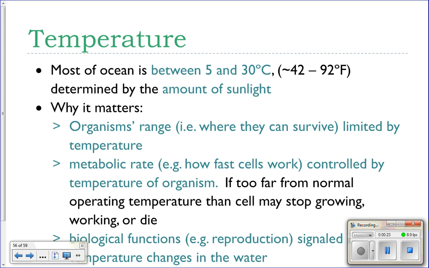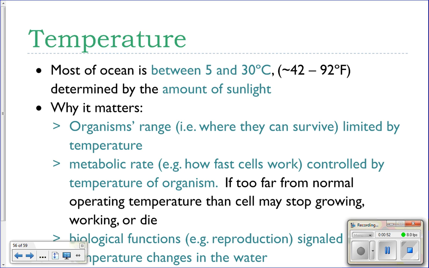So most of the ocean is actually somewhere between 5 and 30 degrees Celsius, which is about 42 to 92 degrees Fahrenheit. And that temperature is actually determined by the amount of sunlight that that area of the world gets. So the more sunlight, the warmer the water in general. Why this temperature actually matters to a lot of animals is that the range, or where an animal can survive, is limited by temperature.